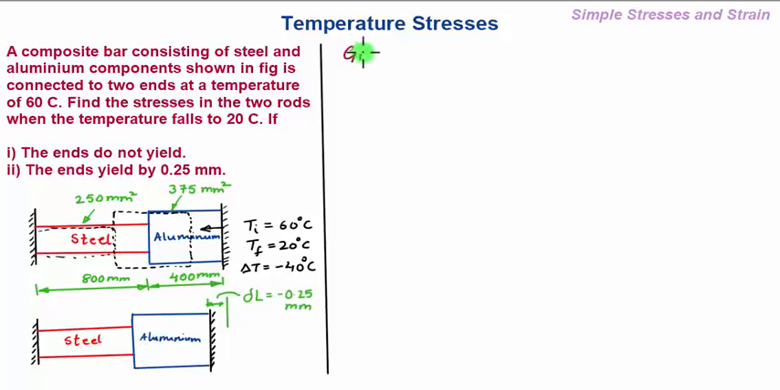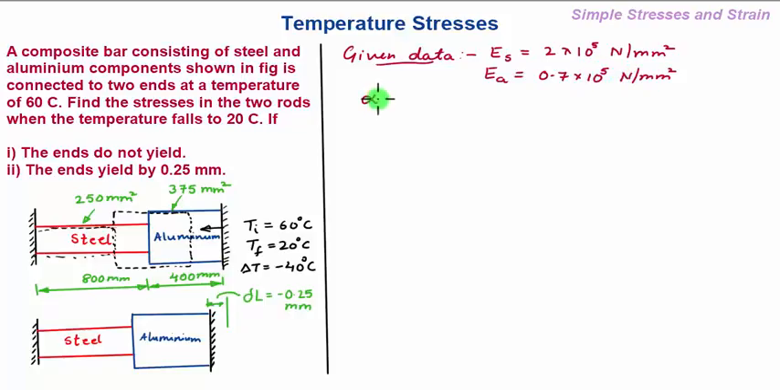We first write the given data of the steel and aluminum bar in the problem. We have ES is 2 into 10 to the power 5 Newton per mm square. EA, which is Young's modulus of the aluminum bar, is equal to 0.7 into 10 to the power 5 Newton per mm square. Alpha S is equal to 1.17 into 10 to the power minus 5 per degree centigrade, whereas alpha A is 2.34 into 10 to the power minus 5 per degree centigrade.